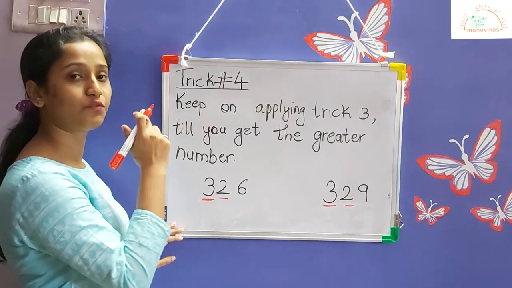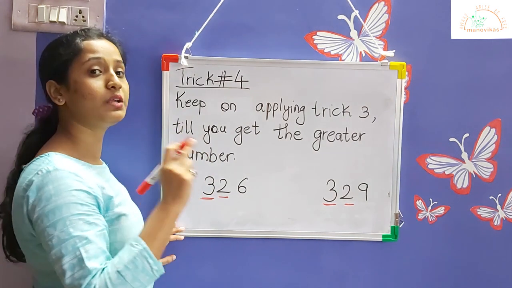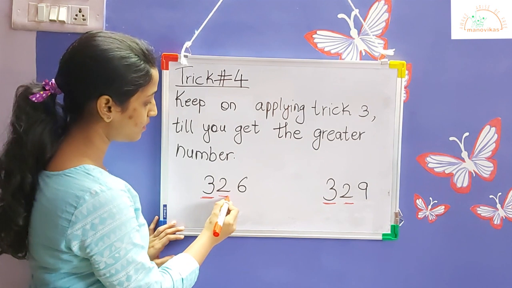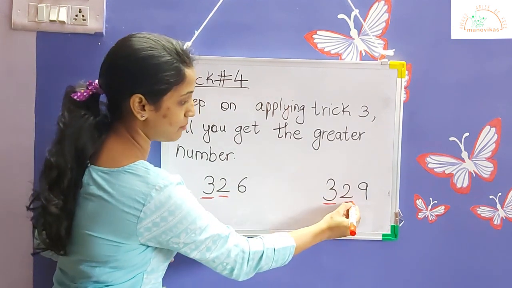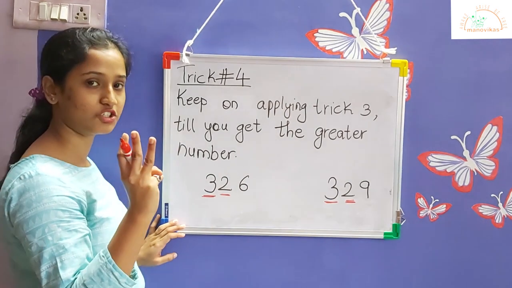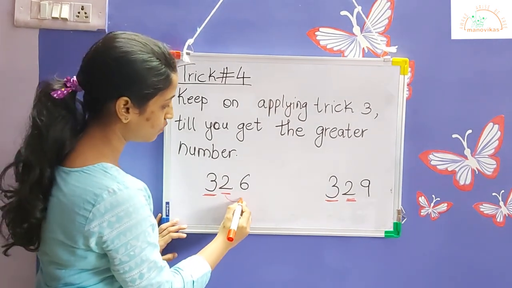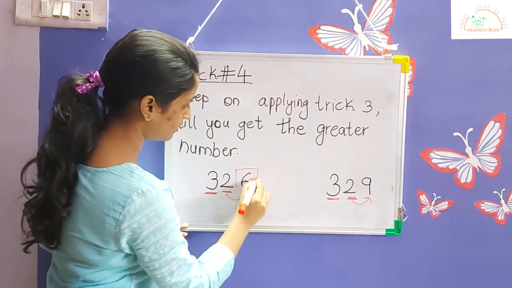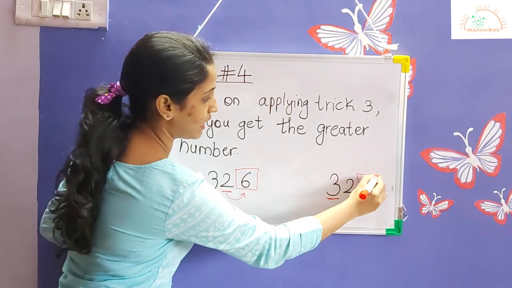Now trick 4 says to keep on applying trick 3 till you get the greater number. After comparing the second digit of each number, if the digits are the same, we need to compare the third digit of the number. So we move on to the third digit. Here we have got 6 and here we have got 9.